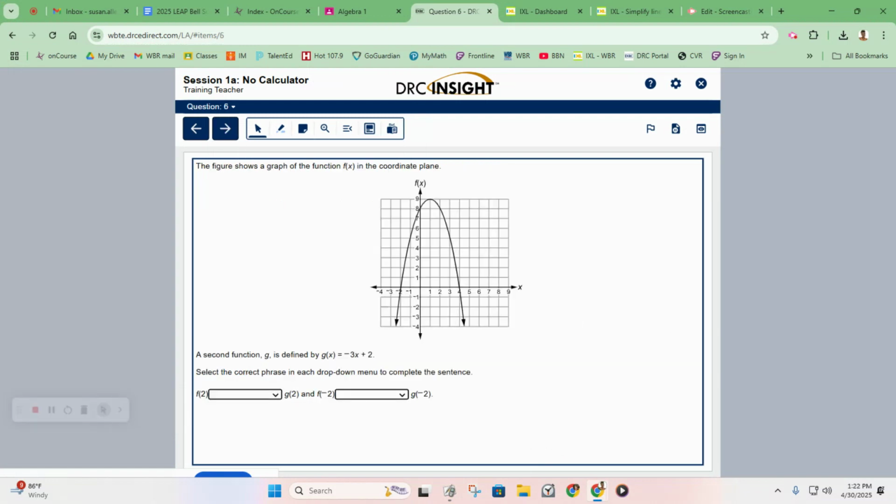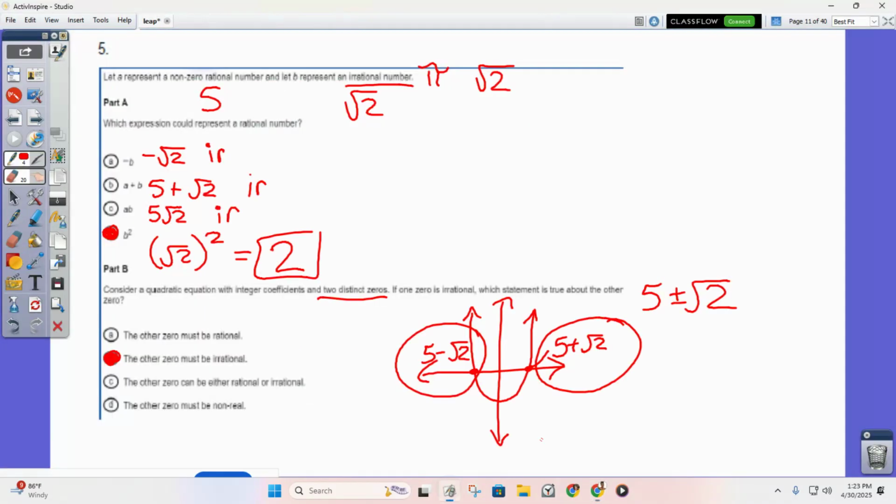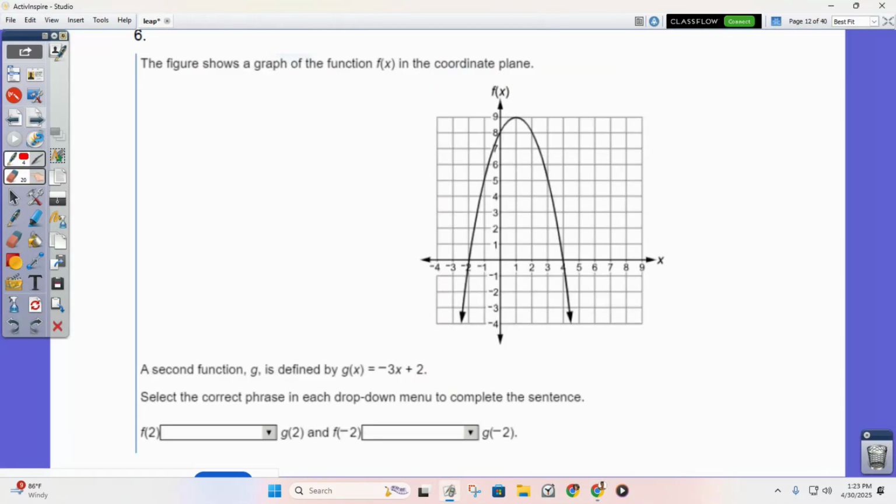Question 6. The figure shows a graph of the function f of x in the coordinate plane. A second function g is defined by the equation g of x equals negative 3x plus 2. Select the correct phrase for each drop-down menu to complete the sentences. So I want to look and see. My drop-down menu says is less than, is greater than, or is equal to for both of these. So let's go figure out what the answer is on this flip chart.